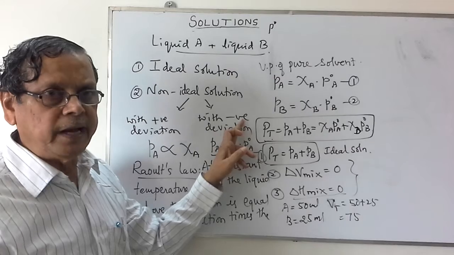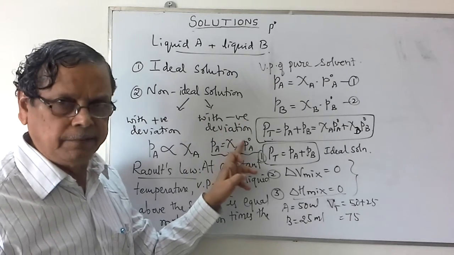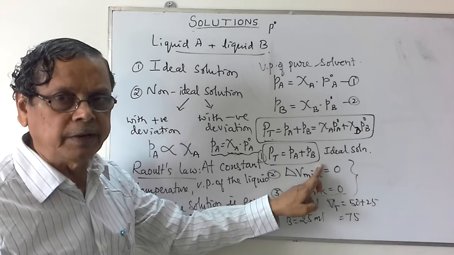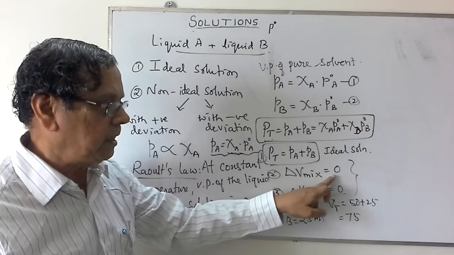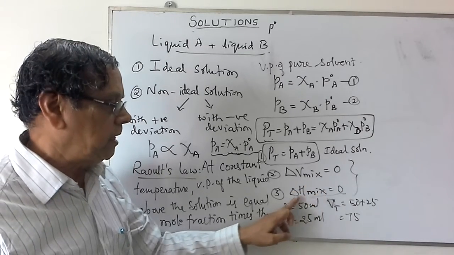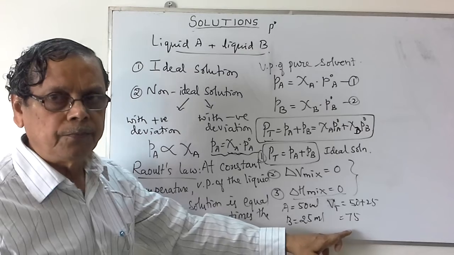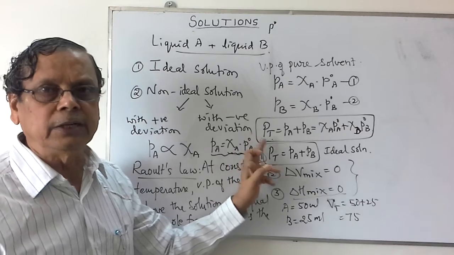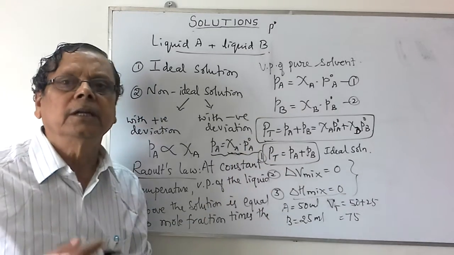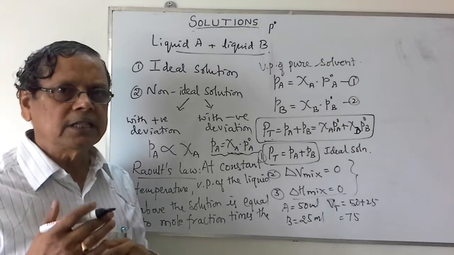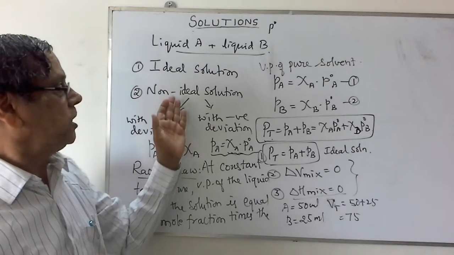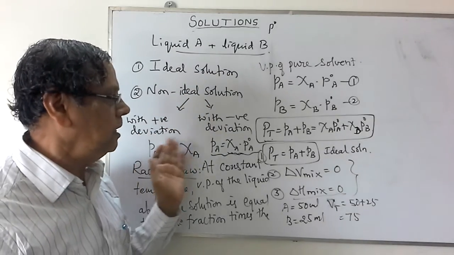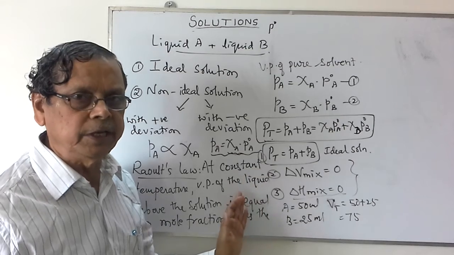In the same way, we can define negative deviation. If the P total is less than the sum of the partial pressures of the individual liquids, if the delta V of mixing is less than 0, if delta H of mixing is negative, then we say the solution is a non-ideal solution with negative deviation. So this is about the classification of solutions as an ideal solution, a non-ideal solution with positive deviation, and a non-ideal solution with negative deviation.